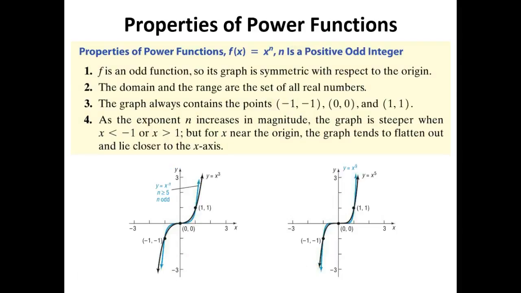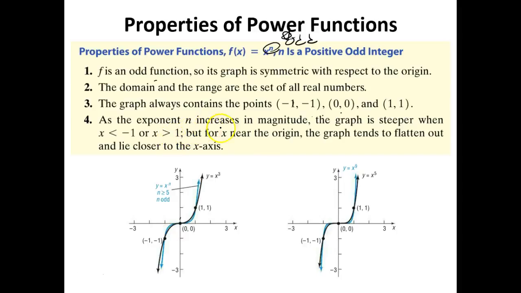Now this almost looks like the same thing, except in this case n is odd. So this slide, these rules are for when n is odd. If it's odd, the function is odd, so its graph is symmetric with respect to the origin. We can give it a 180-degree turn and it'll land back on itself. The domain and range are the set of all real numbers. The graph always contains the points (-1, -1), (0, 0), and (1, 1). Same reason as before. You can try it with a few functions if you want.